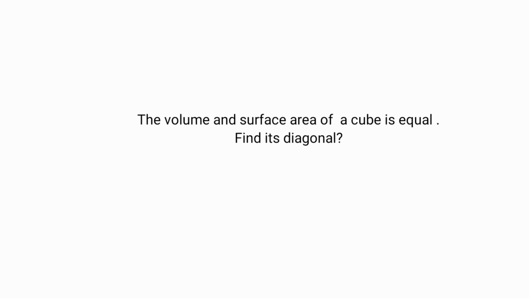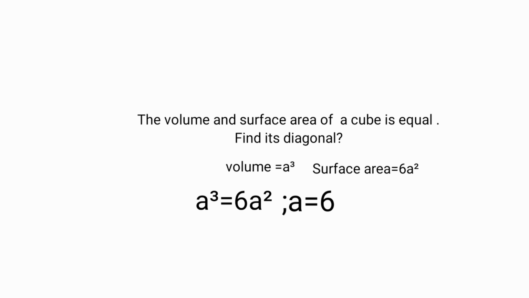The volume and surface area of a cube are equal. Find its diagonal. We have already seen that the volume of a cube is a cube. For a cube there are 6 faces and each face has an area a square, so the total surface area will be 6a square. In this question it is said that volume is equal to surface area, that is a cube is equal to 6a square. We can cancel out a square from both sides, so we will get a as 6.